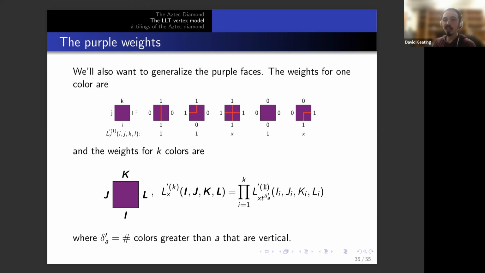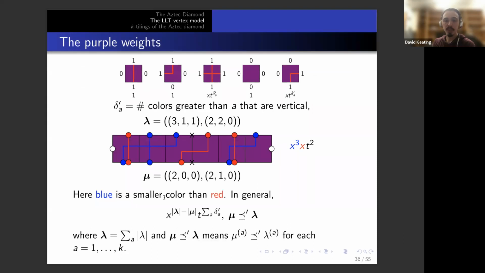So one can show that, just like we got the LLT polynomial from the white faces, you could get the conjugate LLT polynomial for the purple faces up to some factors of T. But yeah, the moral of this is that we get this X to the different size of the partitions, and T is an interaction, and we have some interlacing condition on our tuples of partitions.